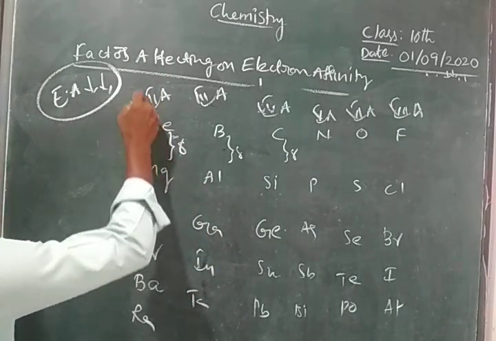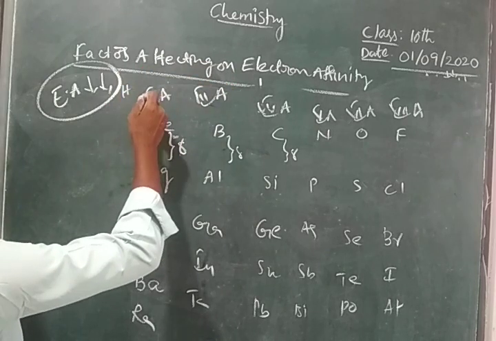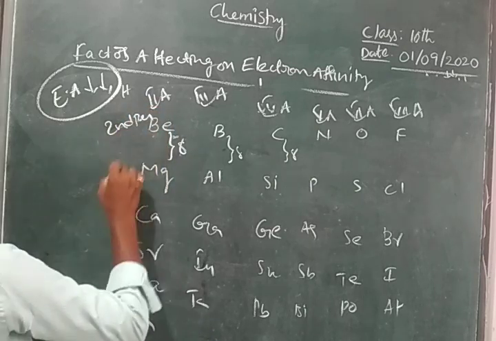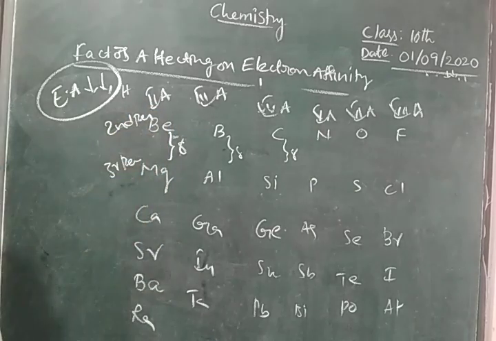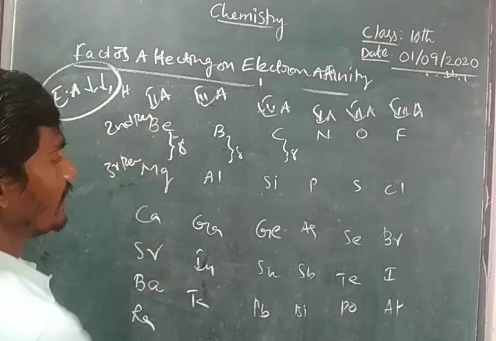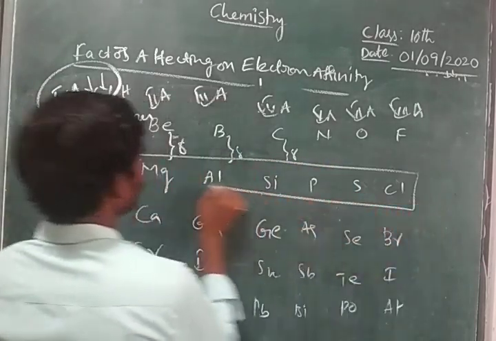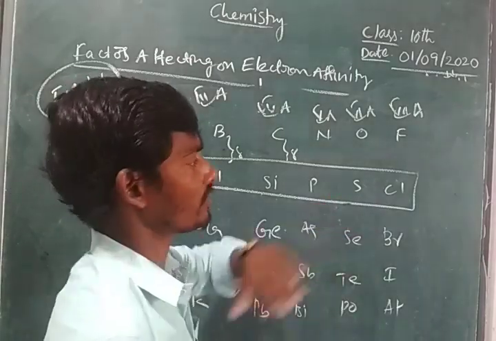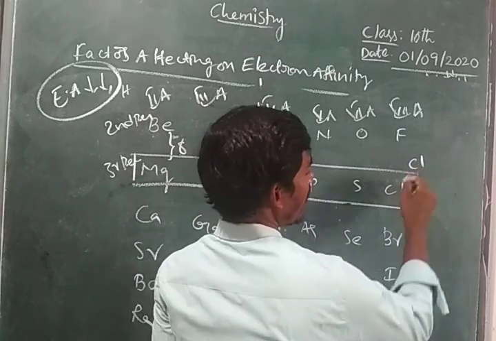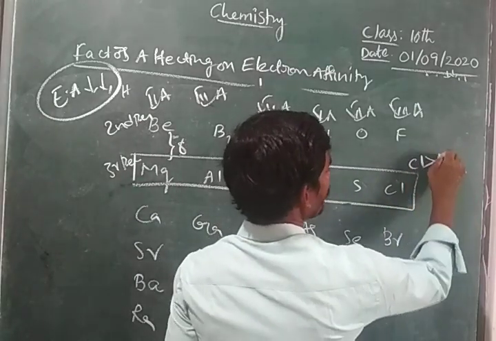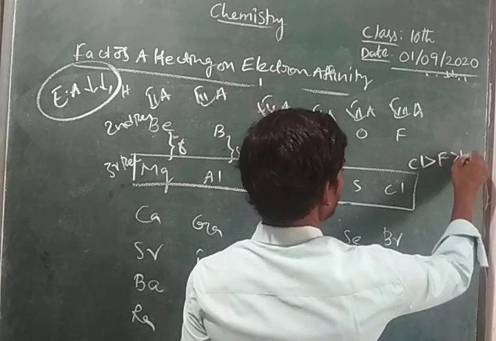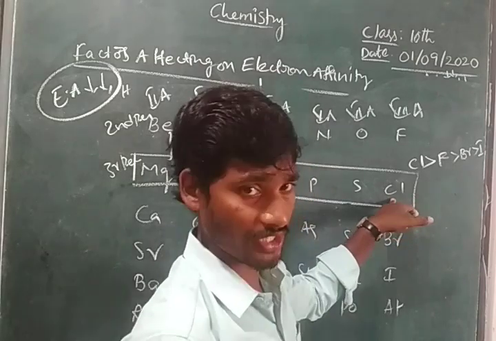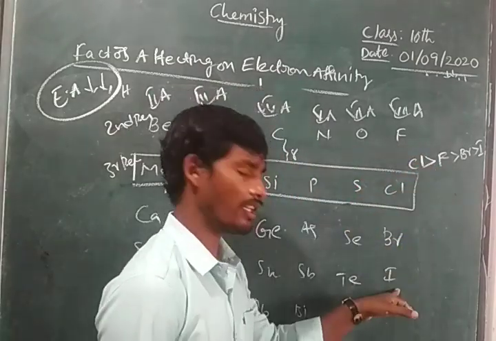We have to consider hydrogen, helium, then lithium, beryllium in the second period, and the next row as the third period. Compare the second period and third period elements: third period elements have more electron affinity values. That's why chlorine has more electron affinity than fluorine, then bromine, then iodine.